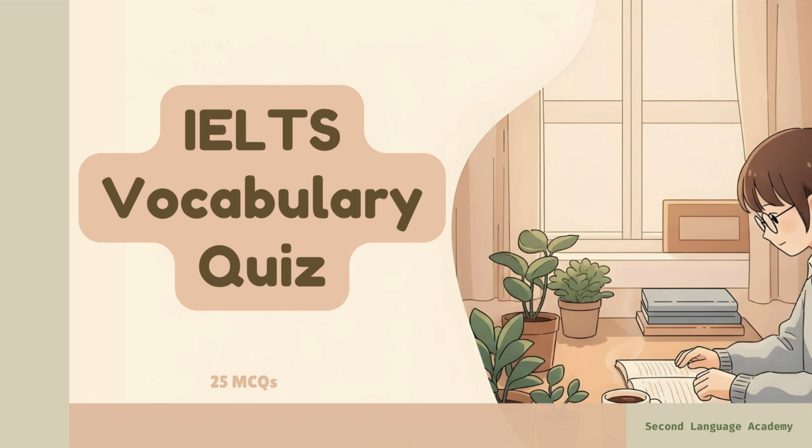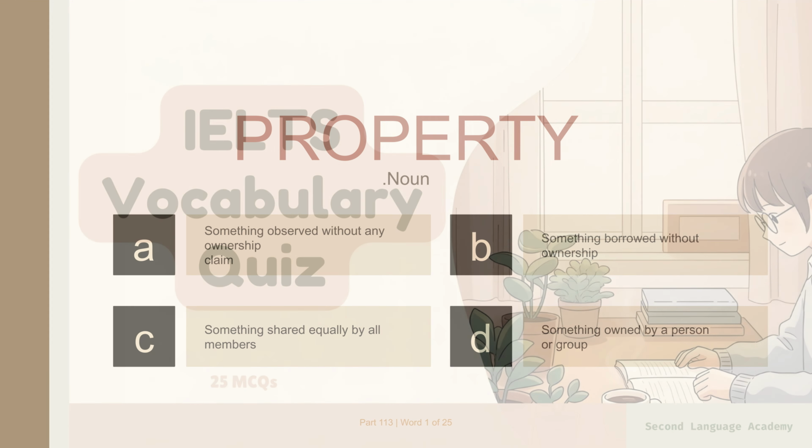Welcome to your IELTS vocabulary practice. You'll hear 25 questions. Each question comes with 4 options. Take your time, pause whenever you like, and try to choose your answer before the correct one is shown. Enjoy your quiz. Question 1.